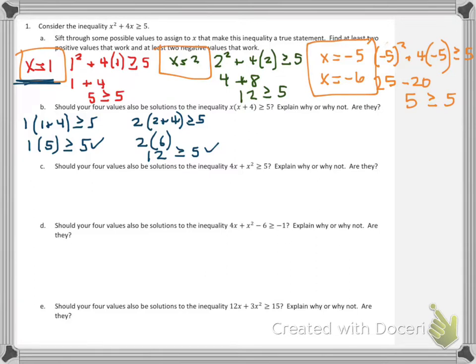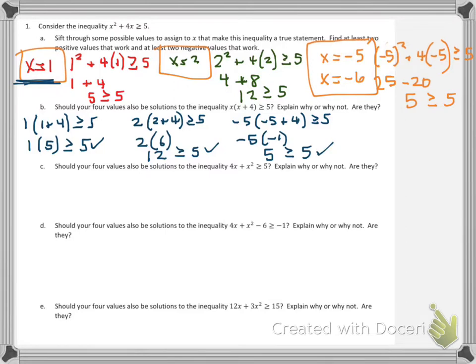Let's try the negatives. So let's do a -5. So I've got -5 times the quantity -5 plus 4 is greater than or equal to 5. Well, a -5 and a positive 4 is a -1. So I've got -5 times a -1. And -5 times a -1 is a positive 5, which is greater than or equal to 5. So the -5 for x checks out.